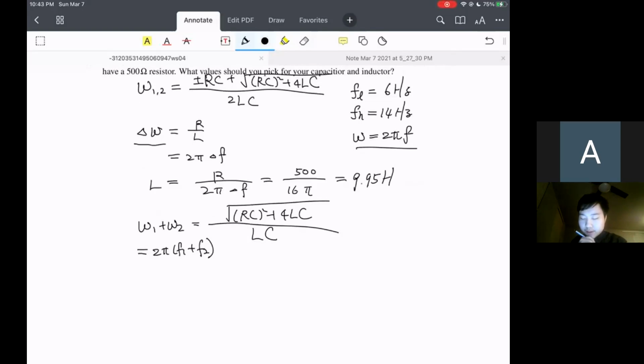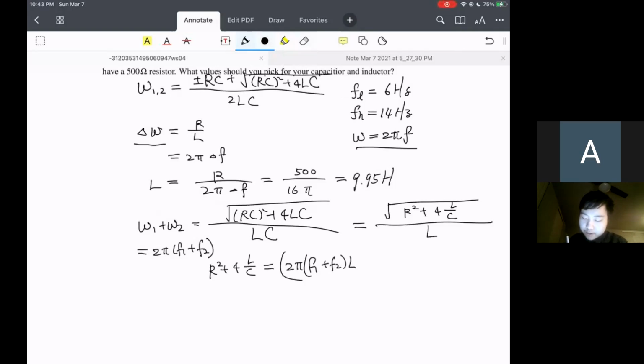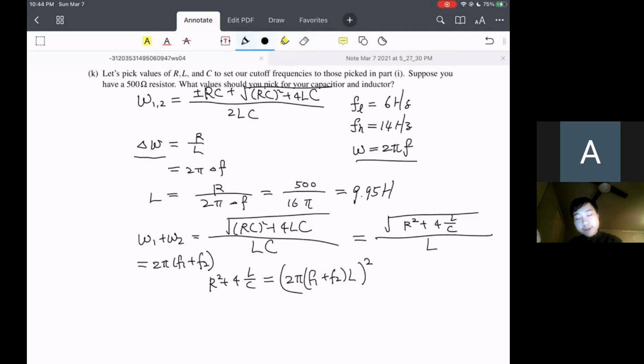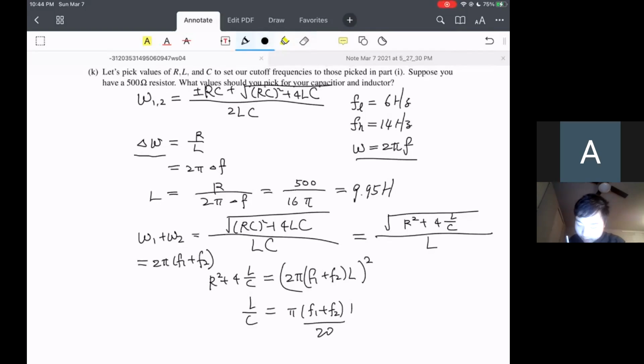So for the sake of simplicity, we can just divide both sides of the fraction by C to get something like root R squared plus 4L over C, over L. Okay, so we know the value of L, we just need to find the value of C. If we move L to the other side and square both sides of the equation, we see this is equal to 2 pi F1 plus F2 times L squared. So starting from there, we see that L over C is equal to pi F1 plus F2, which is 20 in this case, L squared.